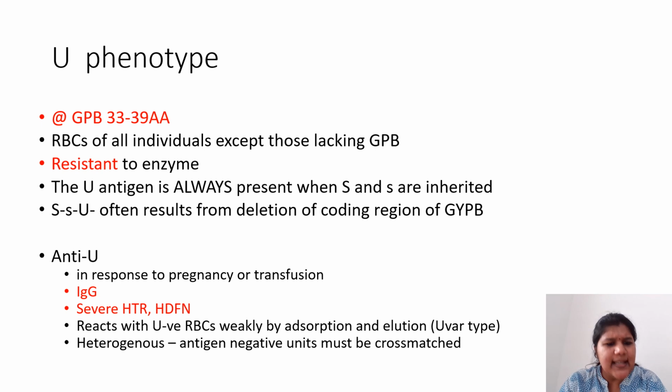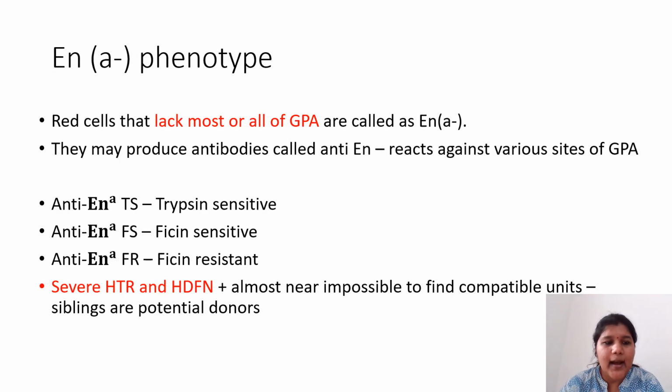So S negative and U negative usually happens when the coding region of glycophorin B is not produced. Coming to anti-U, it is produced in response to pregnancy and transfusion. It is an IgG, thereby causing severe HTR and HDFN. It reacts with U negative RBCs weakly by adsorption and elution.